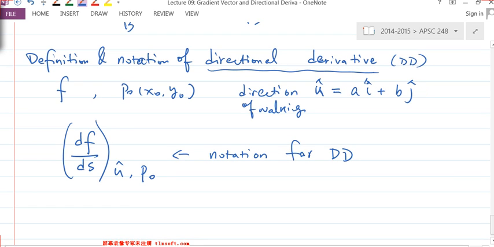In some other textbooks you will probably see this notation: D u hat f at P naught. This capital D is a differential, basically a derivative operator, taking the derivative of f along the direction of u hat at the point P naught. So that's the notation.